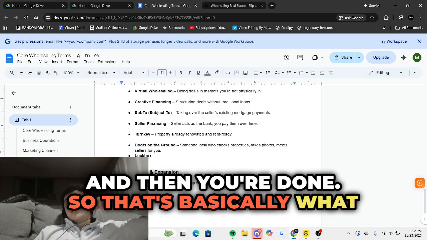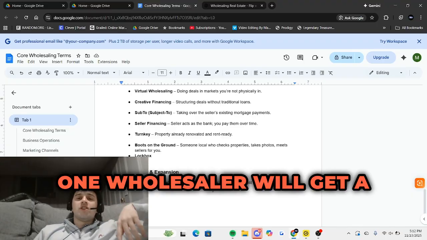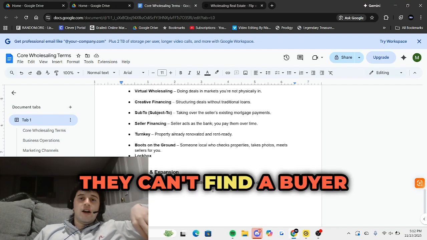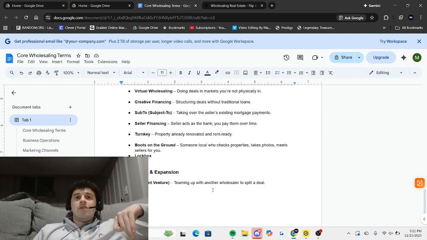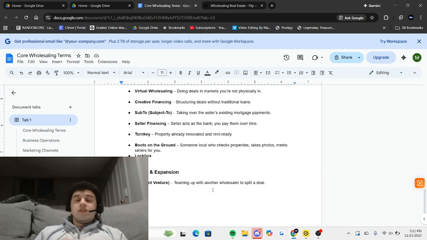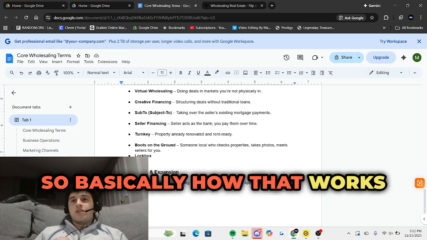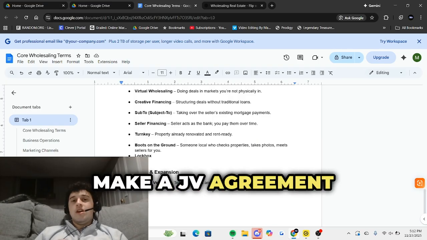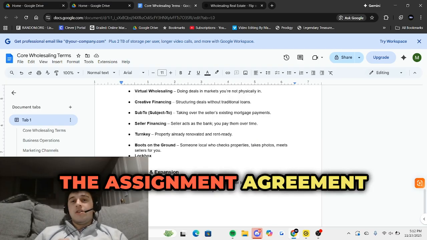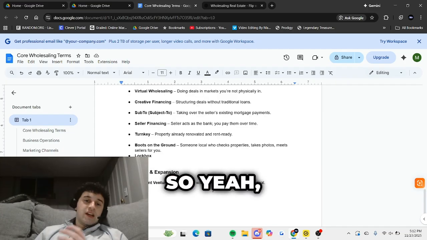So JV, that's when you sit in agreement with another wholesaler to split a deal up. A lot of times, one wholesaler will get a property under contract. They can't find a buyer, so they will make a JV agreement, and they will have another wholesaler find a buyer for them. So basically, how that works is the original wholesaler's name goes on the purchase sale agreement, and they make a JV agreement, and they send it to title. And on the assignment agreement, both wholesalers' names are on it. So yeah, that's basically it.